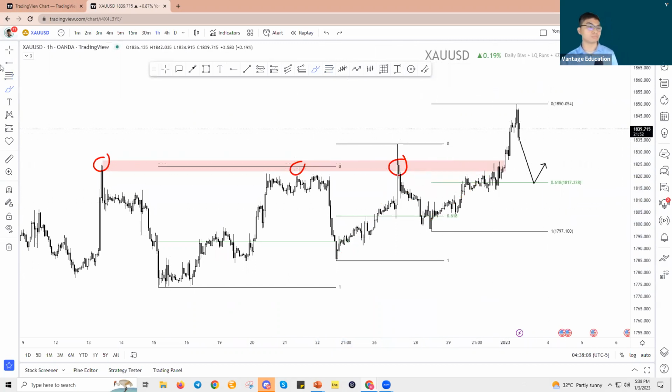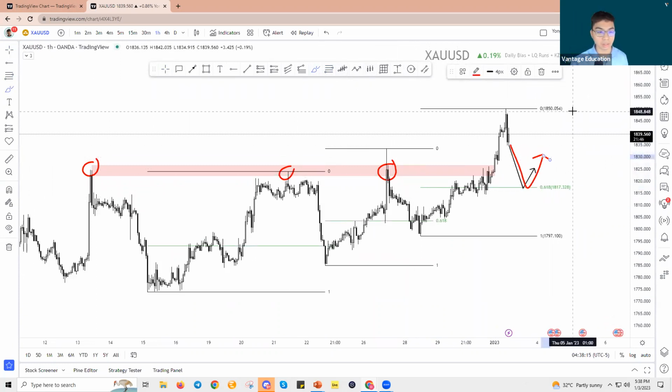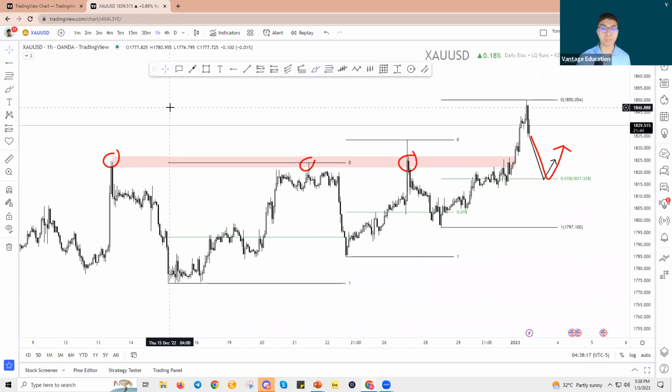So that's the reason why I'm saying you could possibly look for price to hit back down here before you enter a buy. So does this all make sense to you guys so far? If you guys have any questions or if I'm explaining too fast, just let me know in the chat.